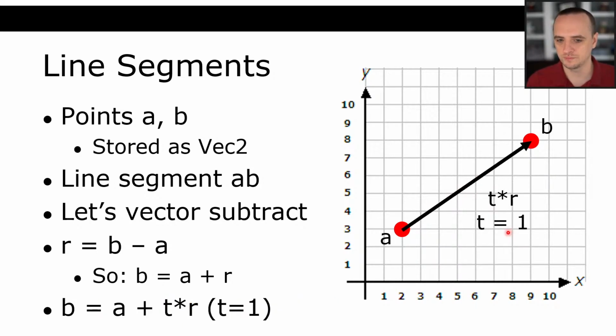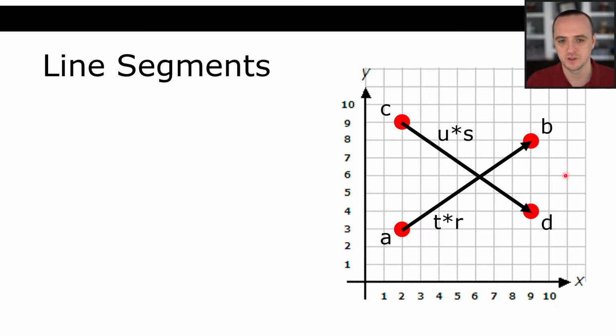So in this case, we have A and we have B, and R is equal to B minus A, and so we have B is equal to A plus T times R when T is equal to 1, right? Because B is equal to A plus R. So down here, A plus T times R, well, this is satisfied when T is equal to 1. That's it. So it's pretty basic, but we will see where this is going to be able to take us.